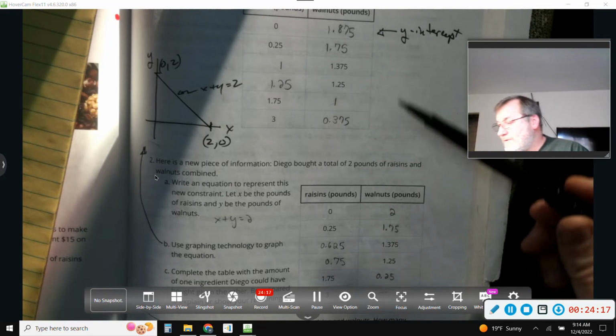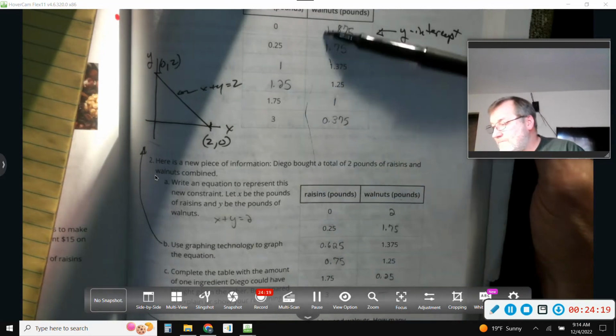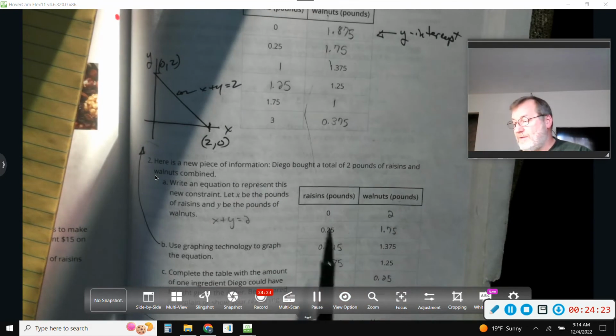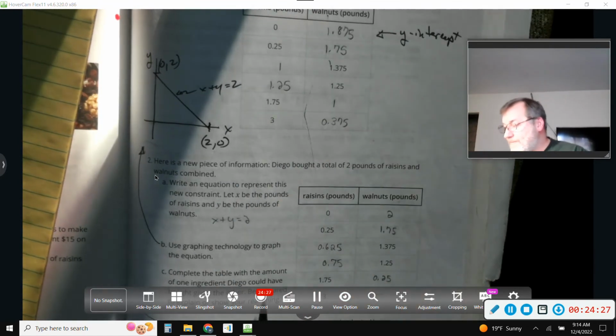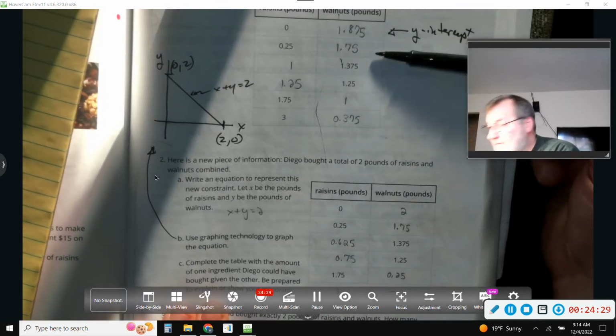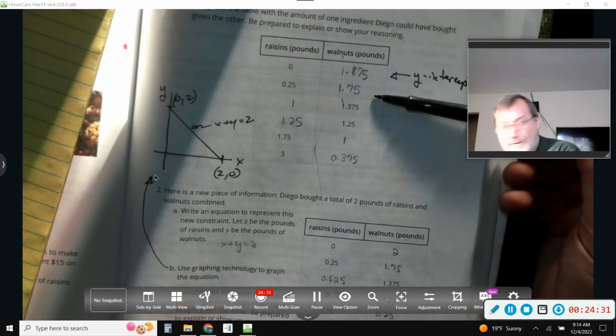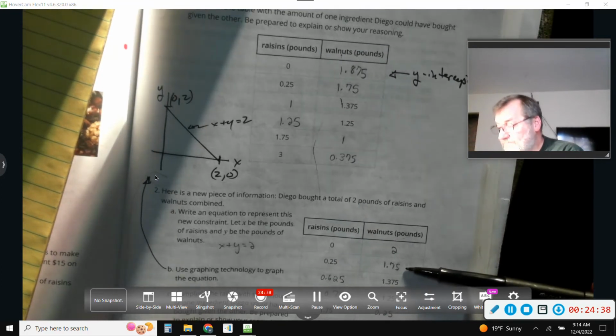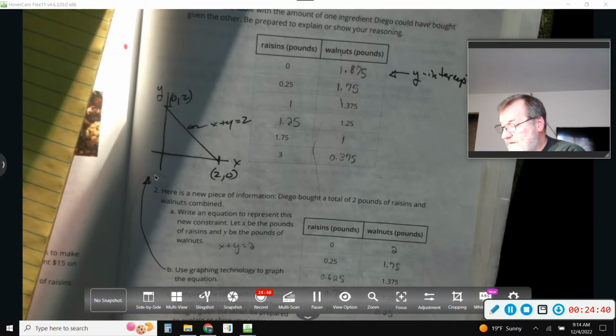So now you might notice that there are some differences here. This just tells you all possible solutions that you might have. With this little extra piece of information, you might be able to narrow it down. You'll notice that this one right here and this combination here match up. So that almost looks like a solution. Diego spent $15 and bought exactly 2 pounds of raisins and walnuts. How many pounds of each did he buy? Explain how you know why.